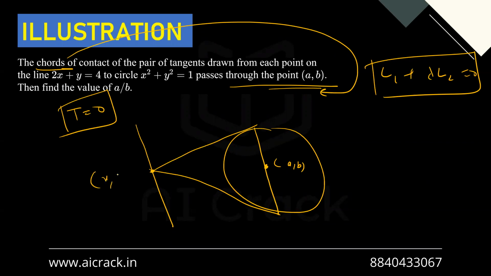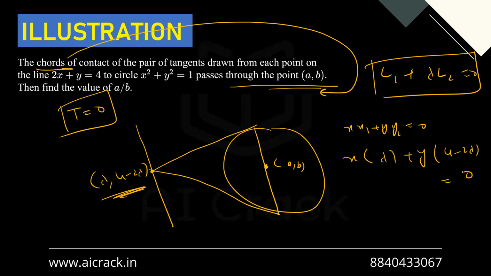So if this is x, y would be 4 minus 2x. So let's say this is alpha, this would be 4 minus 2 alpha. Or you can say lambda, 4 minus 2 lambda. Now since this point is given, we can write down the equation of chord of contact with respect to this point, right? That would be x x1 plus y y1.